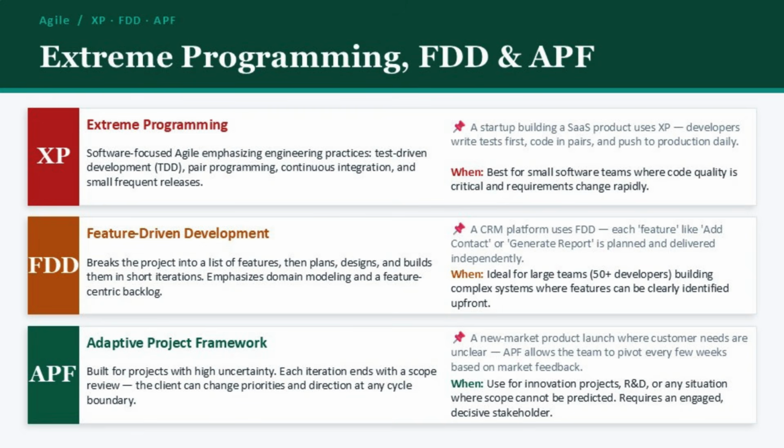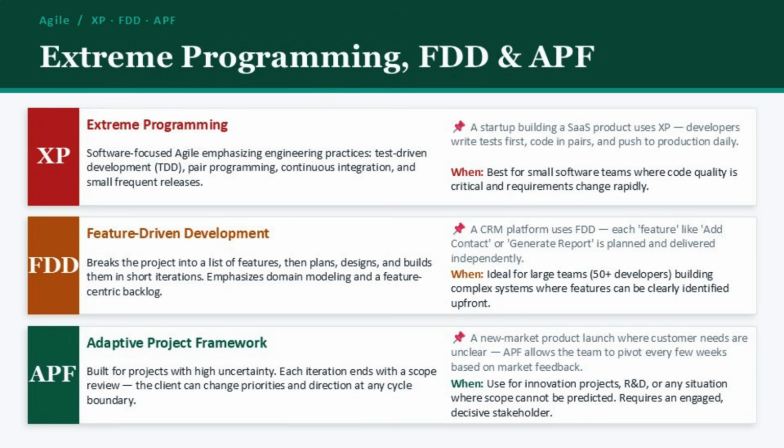Extreme Programming, or XP, is a software development methodology that turns engineering discipline up to the maximum. XP teams write tests before writing code. That's called test-driven development. Developers work in pairs, sitting together and reviewing each other's code in real time. And they integrate and deploy frequently, sometimes multiple times a day. The goal is relentlessly high code quality with rapid feedback. It's ideal for small, co-located software teams where every bug that makes it to production is costly.